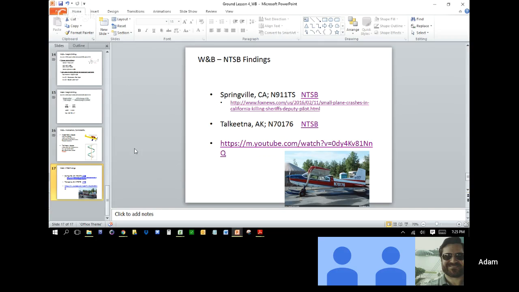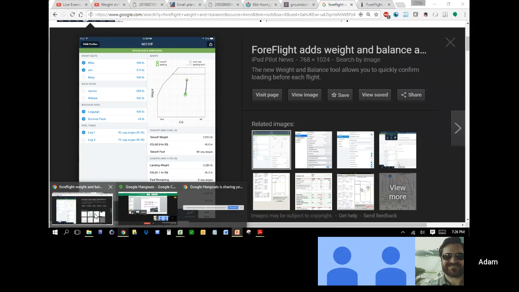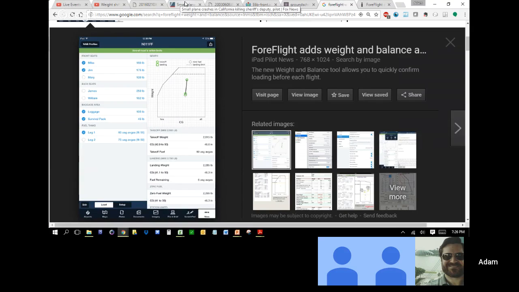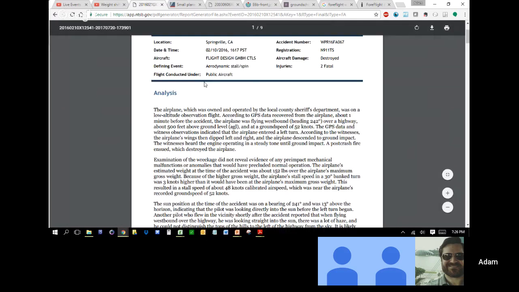All right, so I pulled out a couple of incidents from NTSB reports. Unfortunately, no cool videos from AOPA relative to weight and balance accidents, but I did want to go over these because these were pretty directly related to weight and balance. We'll go to the Springville one first. Let me pull it up here. Here we go. Yeah, I think this is it.